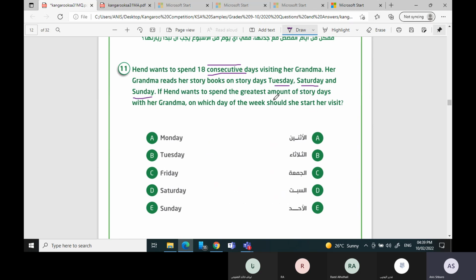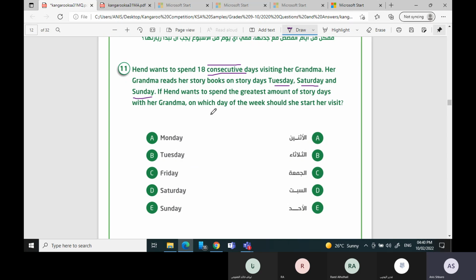Okay, to be honest, on this question, I will directly go to the answer. I will simply put Saturday, because I have consecutive days, Saturday, Sunday. So of course, it's better to go on Saturday, so she will gain more stories. But of course, if you don't have the ability to guess it directly and be sure 100%, then try it.